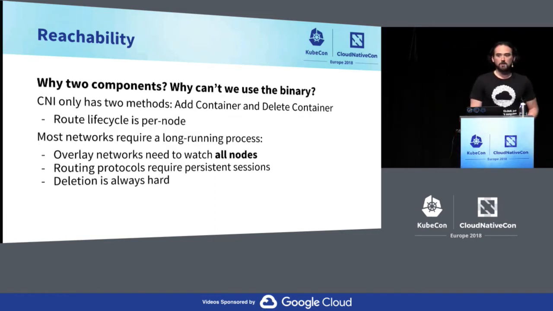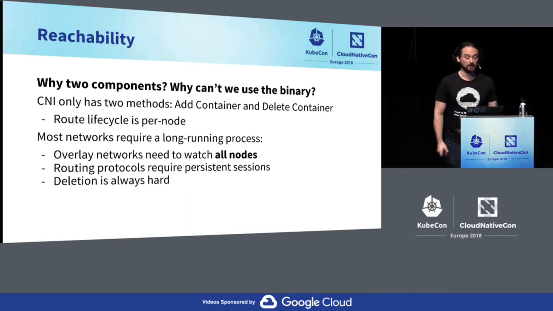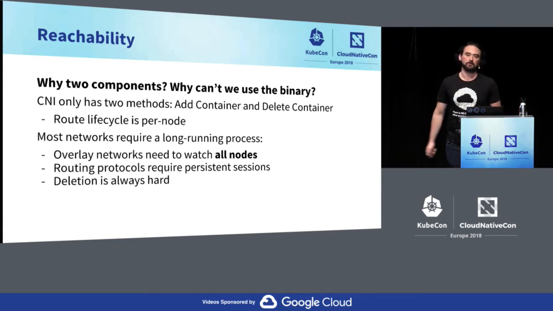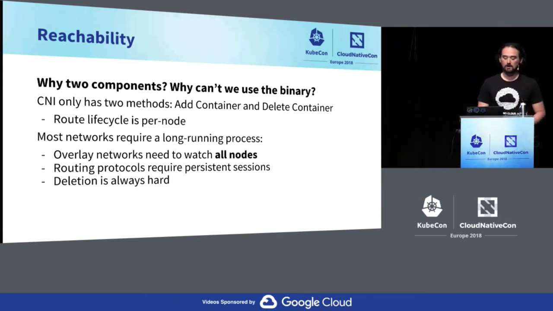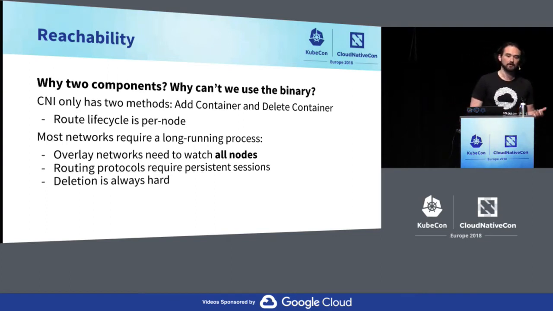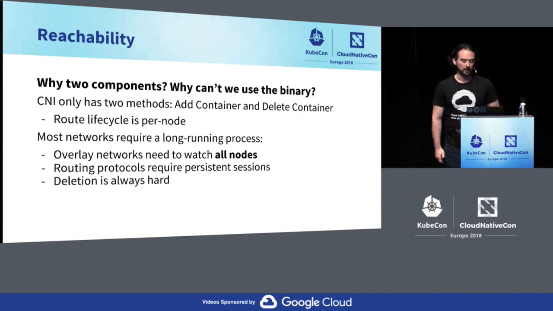So an important thing to understand is why are these two separate components? Why do we have this daemon and why do we have a binary? Why can't we make them the same thing? And it really comes down to the fact that the CNI spec only covers the connectivity case. It doesn't cover reachability, but Kubernetes has broader expectations, right? So CNI has essentially two verbs: add container and delete container. And it only understands pod lifecycle. But route lifecycle, which is to say the lifecycle of the pod CIDR, is different from that.